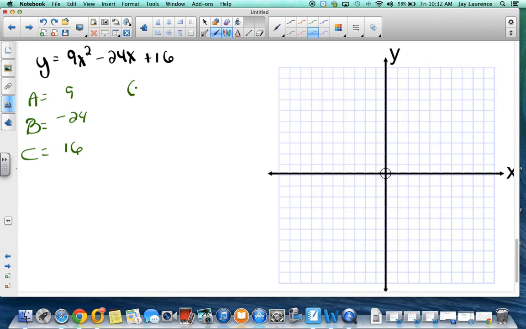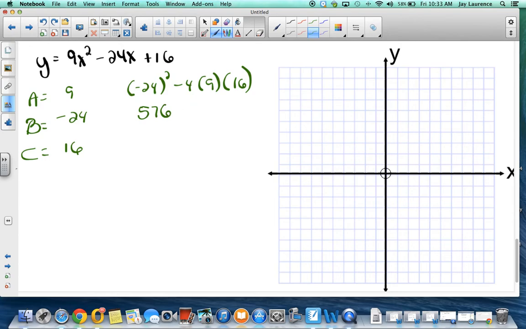So we're going to go negative 24 squared minus 4AC, right? Okay, and so 24 squared, well, I know 25 squared is 625. Is it 576? I'm going to check that. Yeah, it is 576. Okay, so there's 576.